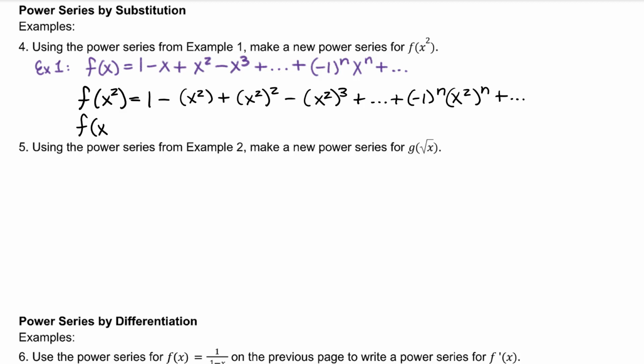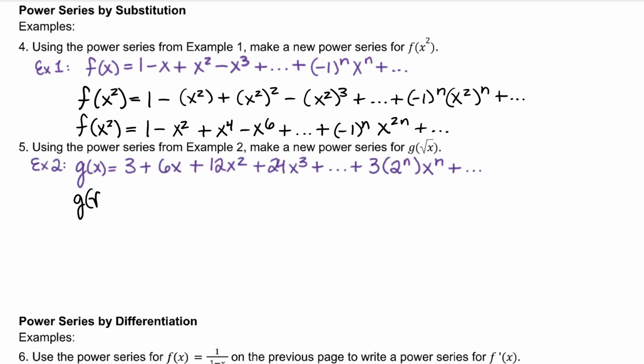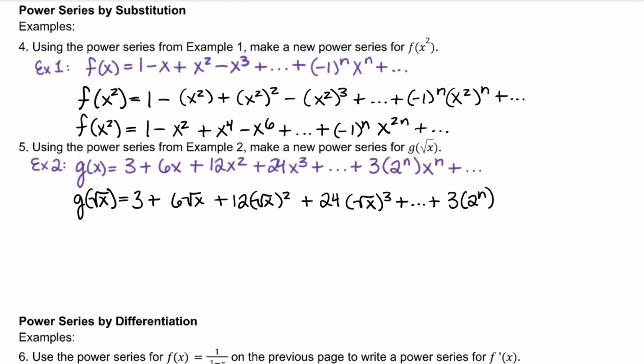And then I'll write it one more time, simplified. For number 5, we're going to use the power series from example 2 to make a new power series for g of root x. So for this one, we're going to take every x and replace it with a root x. Often we write things as powers, so you could rewrite the root as a power of 1/2, and that would also be an equivalent power series.